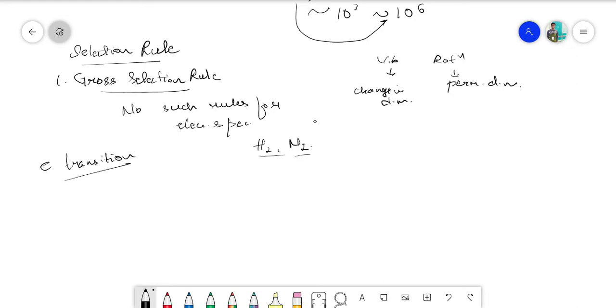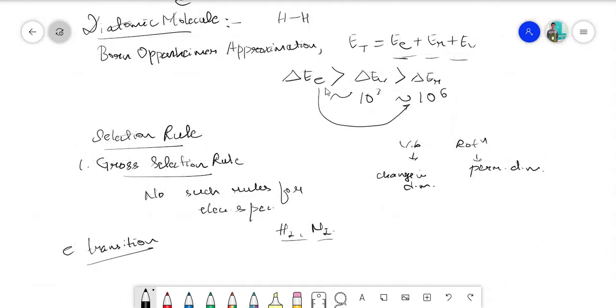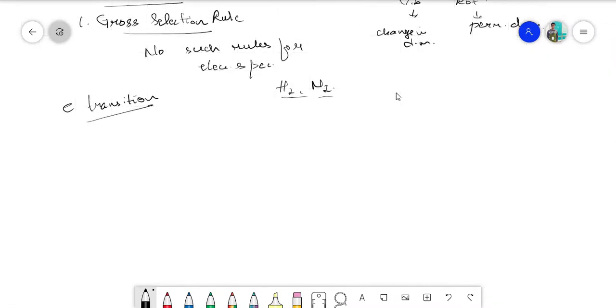Okay. Since we had seen that the electronic energy levels are much larger than rotational energy levels, for a moment we will consider the total energy to be comprised of electronic and vibration only, for the time being, for our simplicity.